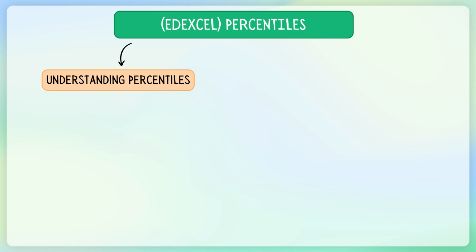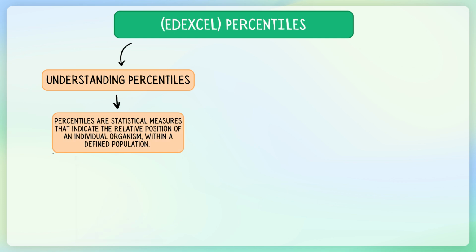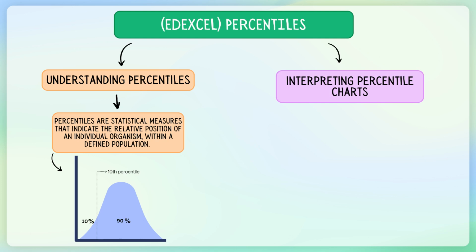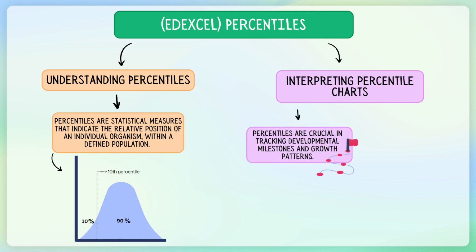In today's lesson, we covered the concept of percentiles and how they are used to monitor the growth of organisms, specifically within the context of cell differentiation and growth in cell biology. We started by explaining that percentiles are statistical measures that indicate the relative position of an individual organism within a defined population. We then discussed how percentiles are crucial in tracking developmental milestones and growth patterns, providing an effective way to compare individual growth to a broader population.